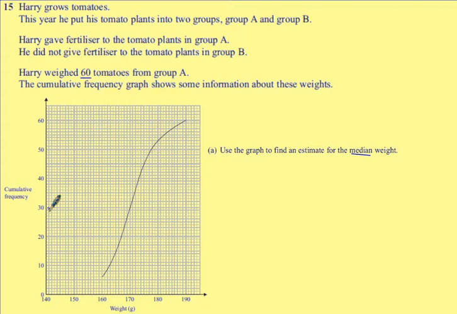So I find tomato number 30, I read across to my graph, and then when I get across to my graph I then read down to my axis, and I read off the result. So I think this is going to be 170 grams.